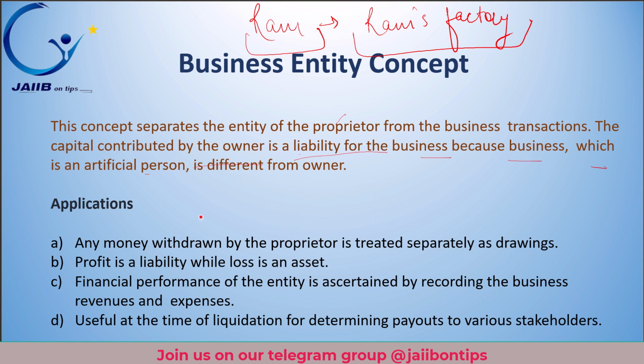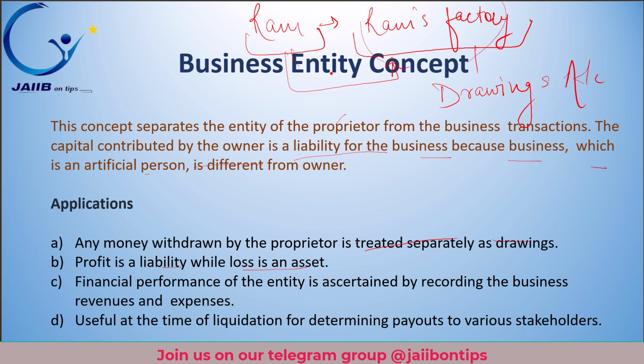Applications of business entity concept: any money withdrawn by the proprietor is treated separately as drawings. That means if Ram takes out the money from Ram's factory, that will be known as drawings account. Don't forget this. Okay. So next one is profit is a liability while loss is an asset. It means that a business stands apart from its owner. This is the reason why when an owner invests money, the business marks it down as a liability on its record. That means when Ram puts money in Ram's factory, that will be the liability for Ram's factory.